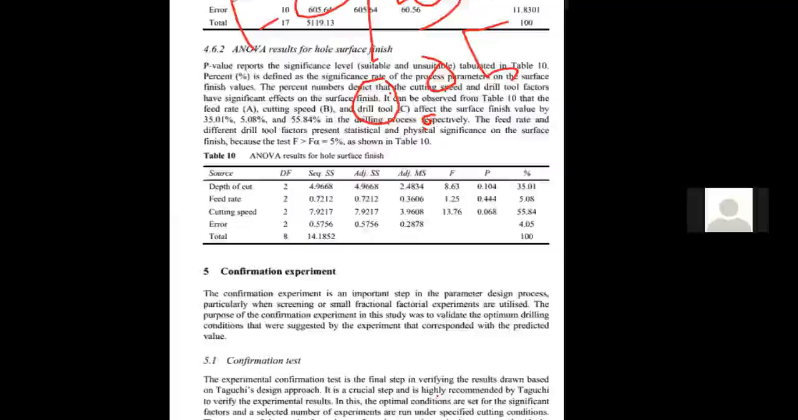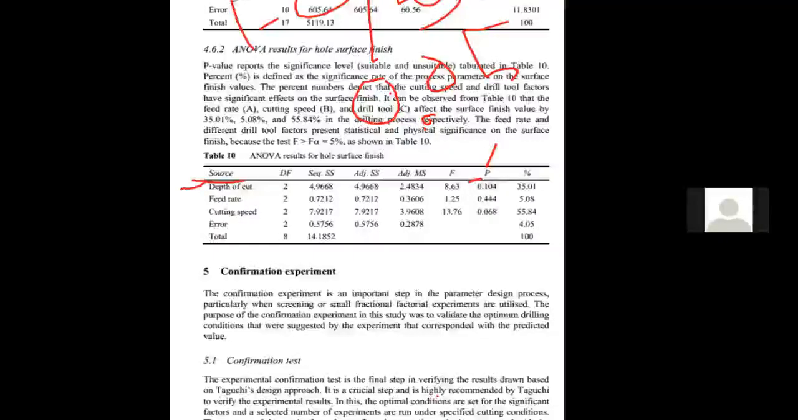Now, if I am performing the experiment at 90%, the value of p will be 0.1. Means if the value of p is more than 0.1, that parameter is not significant. Now, for this particular case, we have the 95% confidence level. Means if p value is more than 0.05, the factor is not significant. Now, depth of cut, what is the value of P? 0.105. It is not less than 0.05. So, depth of cut is not a significant factor.